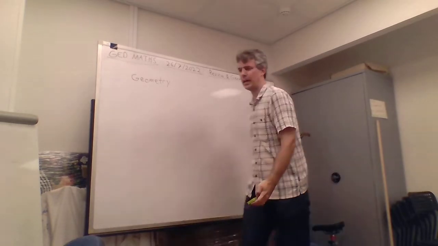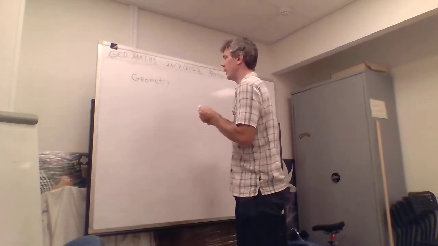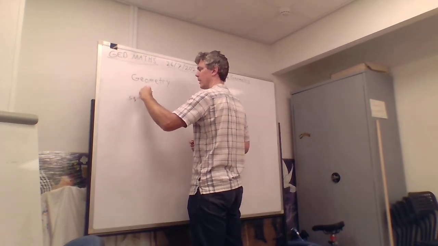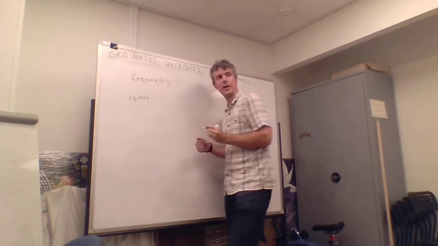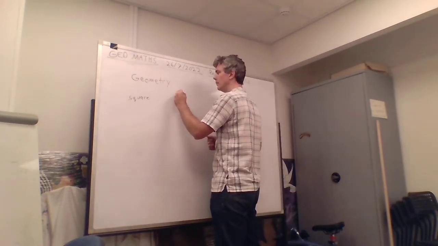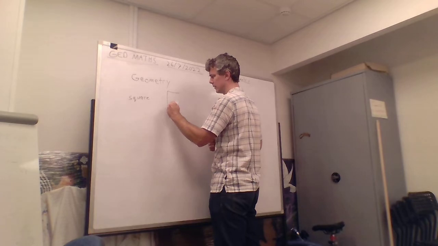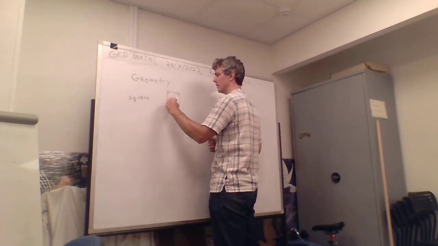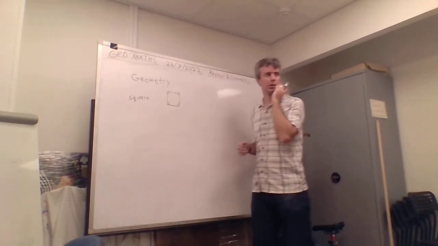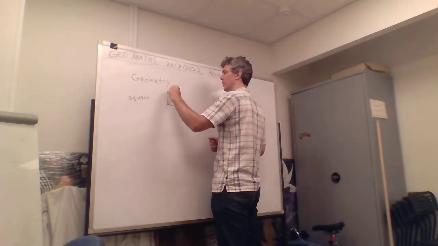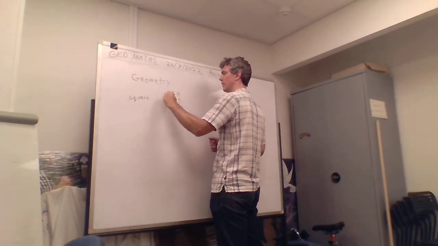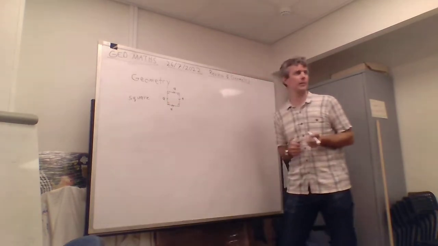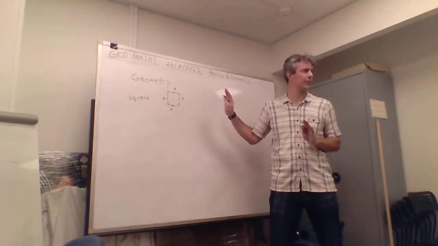Now there are two special kinds of figures. One is a square. And a square is a special rectangle. It's a rectangle where all sides are equal. So we have two pairs of parallel sides, but all sides are equal. Whatever this length is, all sides are equal.